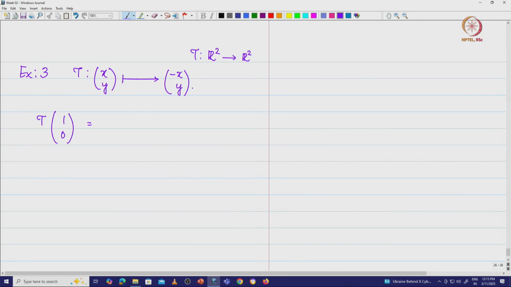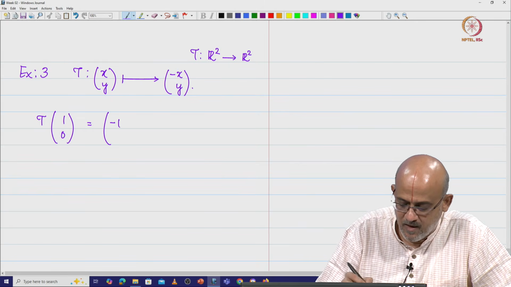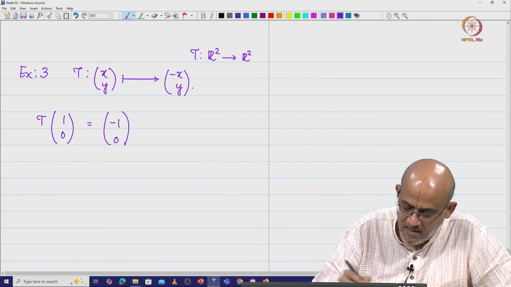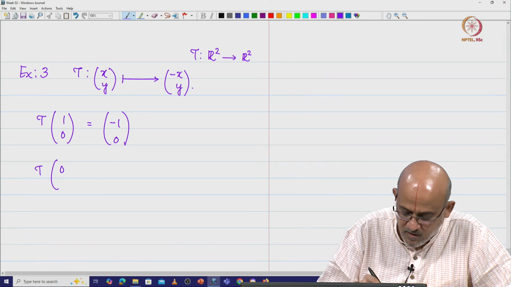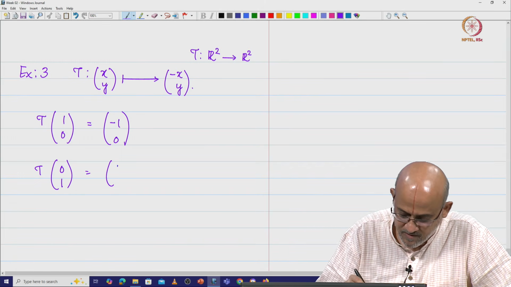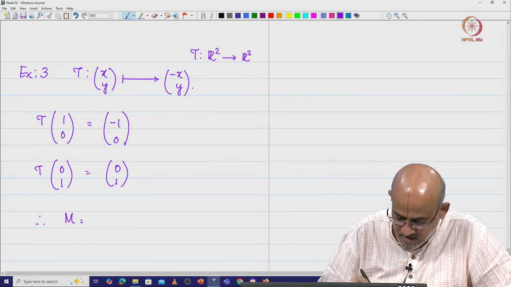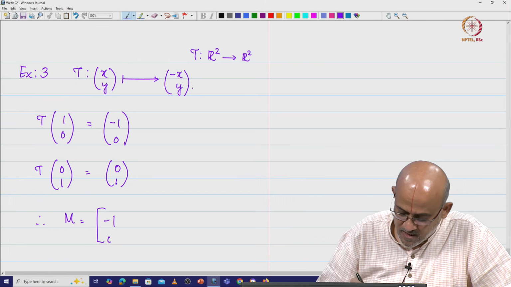Whenever I have any x component, that x component is going to change to -x. So, I am going to have this, and the y component is retained. The transformation on the (0, 1) vector is going to remain the same, because minus 0 is going to be the same. So, you are going to have this as 1. Therefore, the matrix associated with this is [-1 0; 0 1].